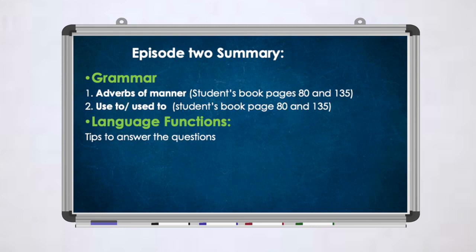Now, in this episode, we learned about adverbs of manner and "use to" with "used to." And we also gave you tips to answer language functions questions. That's it for today's episode.